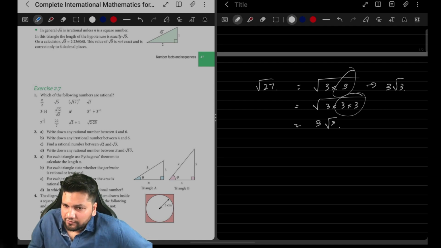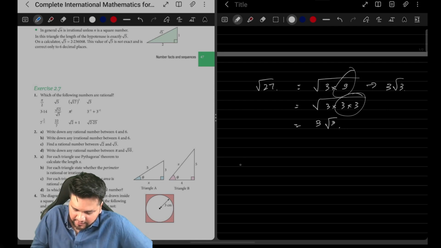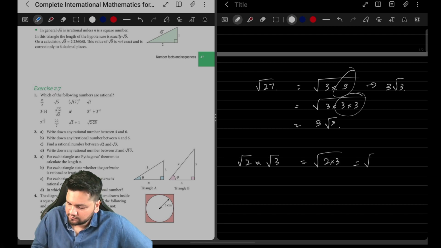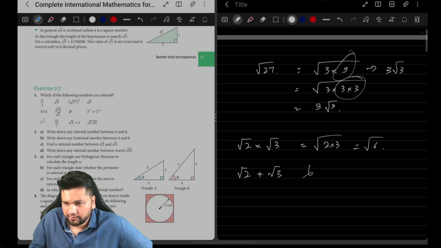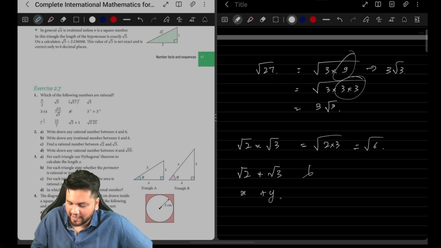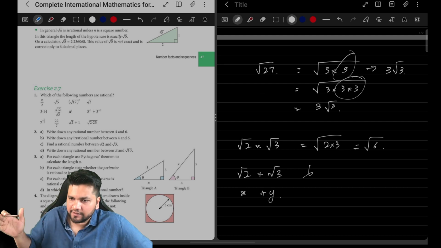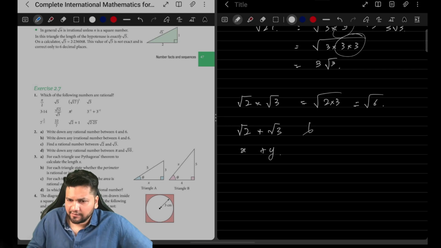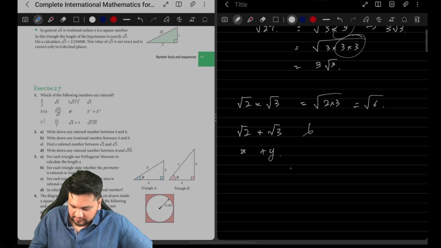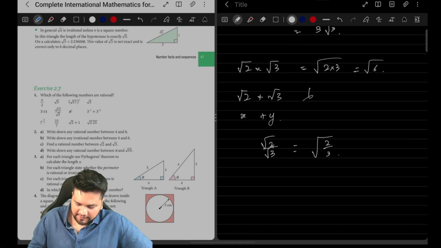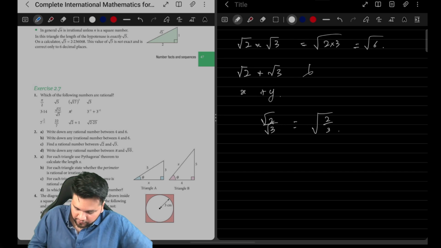Multiplication and division of surds is quite easy. Even if I have root 2 into root 3, I can just combine it and it's going to be root 2 into 3, which is nothing but root 6. But if I want to add root 2 plus root 3, that's not going to work, because consider that this is nothing but x plus y, so you cannot add it. But if I want to multiply x by y, I can write this as x into y. Similarly, root 2 by root 3, I can combine and write as root of 2 by 3.